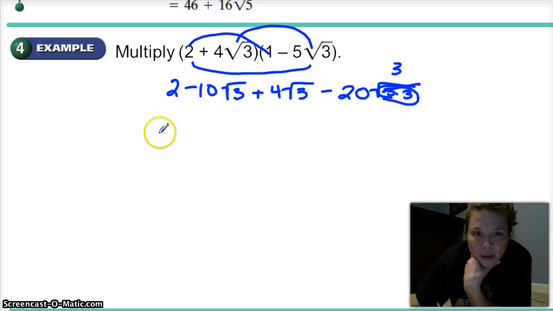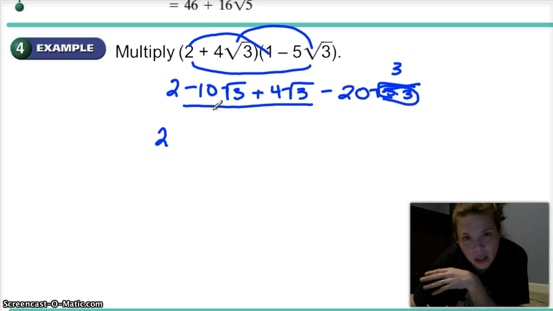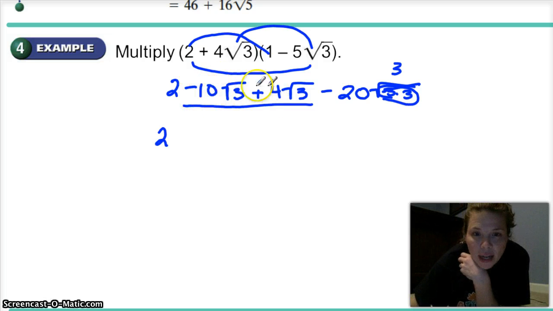So now we have 2 and then minus 10 root 3 plus 4 root 3. Remember, they have to have the same radical, the same root and the same number underneath, in order to add them or subtract them. And you treat the number outside, the outside stuff, like coefficients. It's not, but that's what we treat it like. So negative 10 plus 4 is going to give us negative 6 root 3.